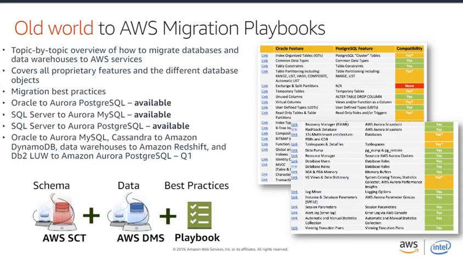The first tip is to use the migration playbooks that are available on the AWS website. These documents explain each major database feature in the source database and how that functionality would be migrated to the target database. As you can see on the slide, some of the features have green for equivalent functionality, orange for similar but requires some rework, and red for no equivalent capability.